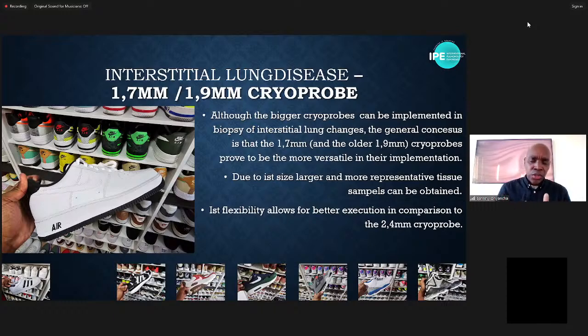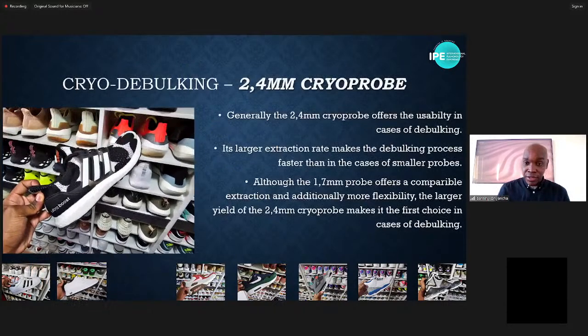They're more flexible, meaning you can get further down, and the size comparison of the samples that you get with both sizes, 2.4 and 1.9 or 2.4 and 1.7, are comparable, meaning it's better to just go for the 1.7. The next situation is cryodebulking.